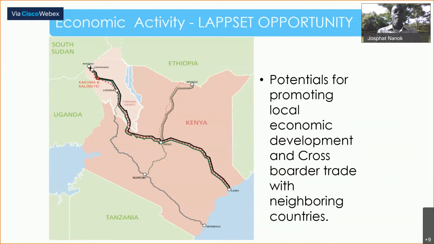I don't want to repeat the importance of infrastructure, but I think this is critical. There are also linkages of the LAPSSET corridor with Ethiopia and Uganda, which would be very, very critical in the growth of the urban area centers, particularly Kakuma and Kalobeye municipality.